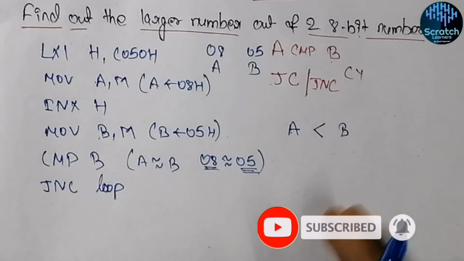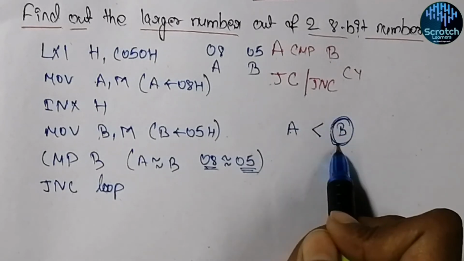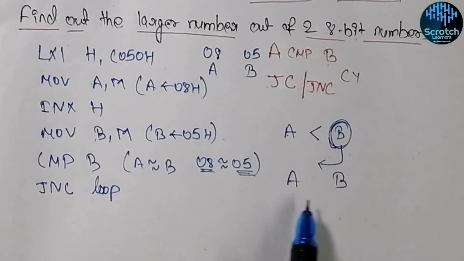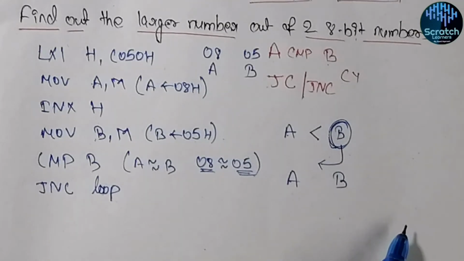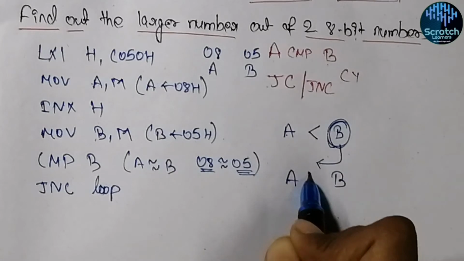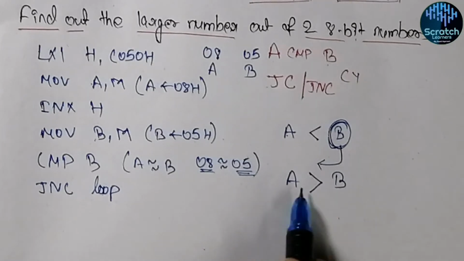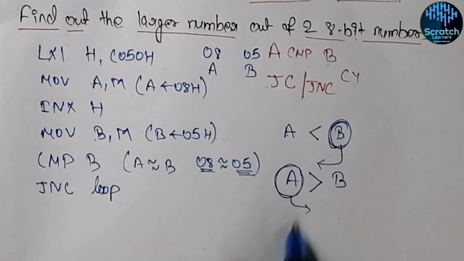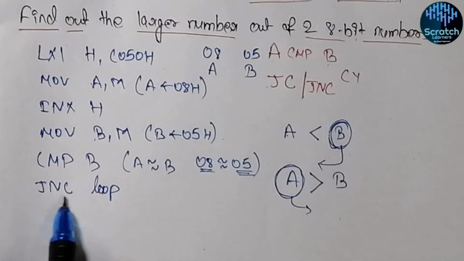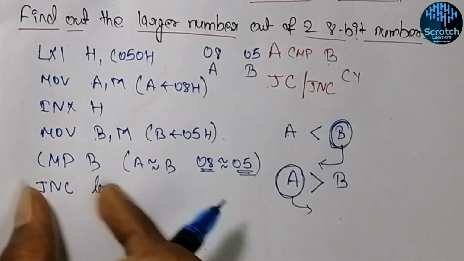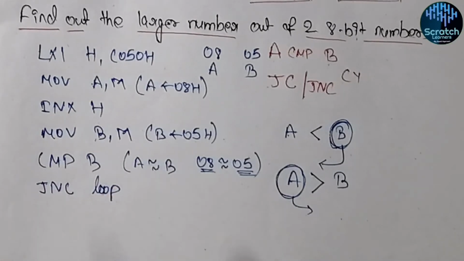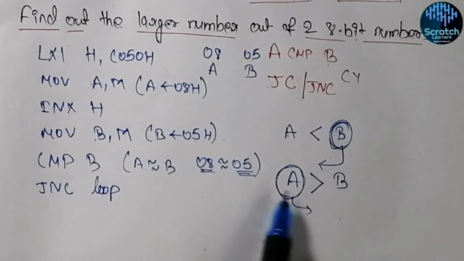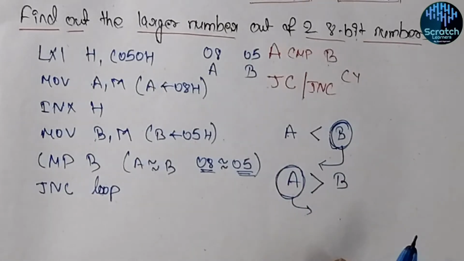So which one is greater? The greater number is the content of B, and we need to store it in some memory location. But in case a carry is not generated, that means the content of A is greater than the content of B. That means the larger data is the content of the accumulator and we need to store it, right? So with the JNC instruction, when a carry is not generated, we need to store the content of the accumulator only, as the accumulator contains the larger data.